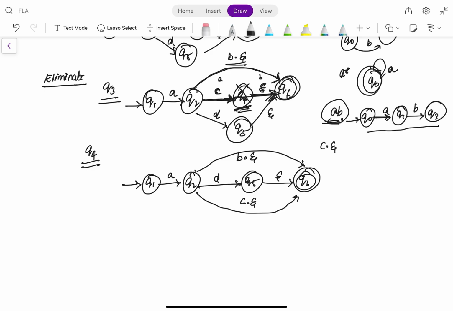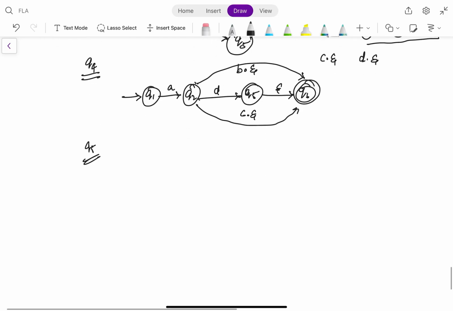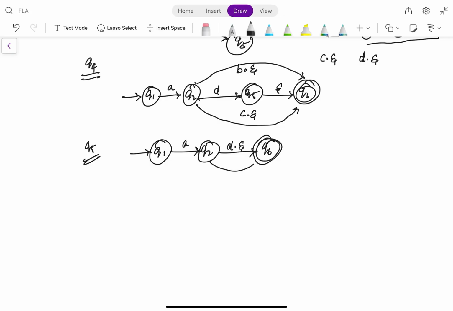Now you should remove Q5. Same procedure. Q5 has two edges, one incoming, one outgoing, D and epsilon. So again it looks like A dot B. You can write it as D dot epsilon and give a direct path. So remove Q5. A, Q2, direct path to Q6, D dot epsilon, then C dot epsilon, B dot epsilon.